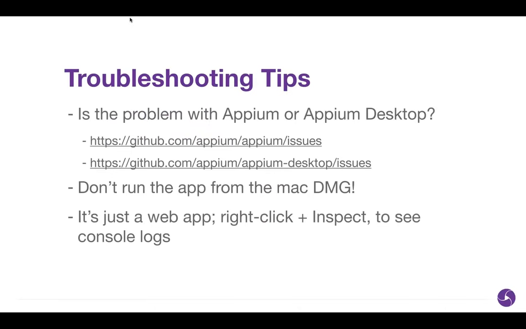Actually, Appium Desktop is just a web application. So it's built as an Electron application, which means it just uses Chrome under the hood. So you can actually right-click and hit Inspect and look at console logs, look at errors that might have been thrown, and then you can communicate them to us to give us an idea of where there might be a problem. So let me just show you what that looks like really quick.